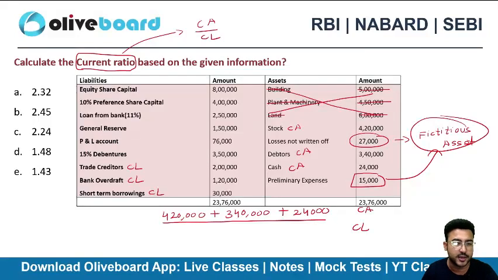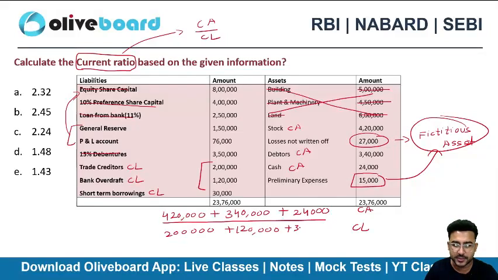Debentures, it's a non-current liability. P&L account and general reserve are part of equity shareholders' fund. Loan from bank, that's a non-current liability. Preference and equity are capital. So I can say that these three things will sum up to be my current liability: 2 lakh plus 1,20,000 plus 30,000, right?